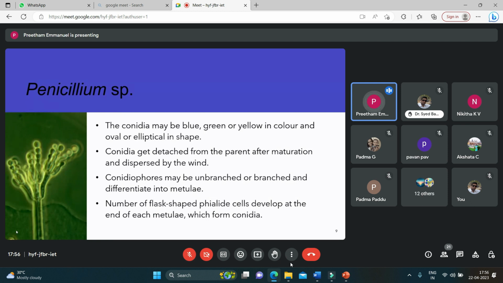Penicillium species. The conidia may be blue, green, or yellow in color and oval or elliptical in shape. Conidia get detached from the parent after maturation and are dispersed by the wind. Conidiophores may be unbranched or branched and differentiate into metulae. A number of flask-shaped phialide cells develop at the end of each metula, which form conidia.